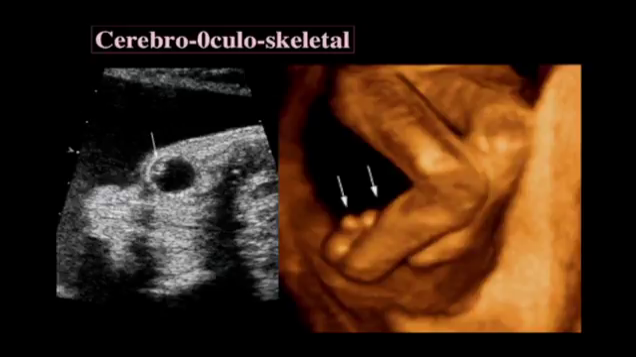Here's an example of cerebro-ocular skeletal syndrome where you have club feet and you typically have microcephaly and other intracranial abnormalities. But what helps you distinguish this one is the eye abnormalities. They sometimes have anophthalmia, but in this case there was a cataract right here, that echogenic area.